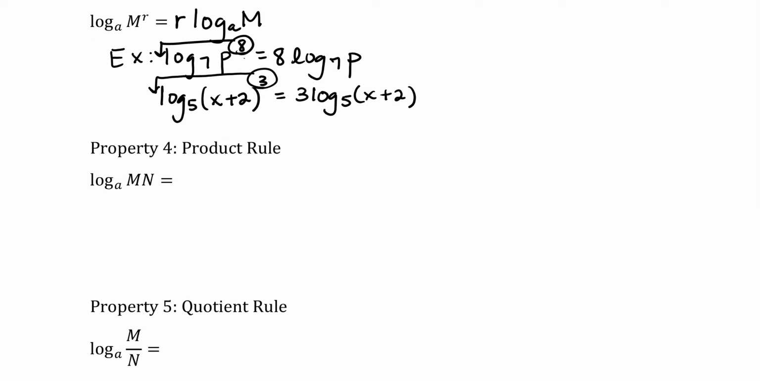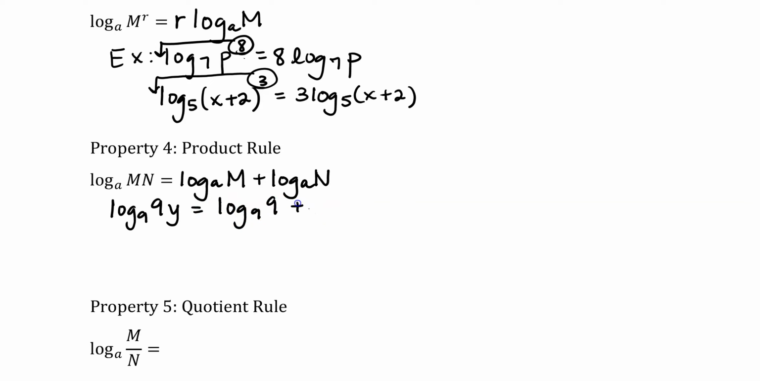Our fourth property is the product rule, which tells us that if we have a product on the inside of the logarithm, that we can separate it into the sum of 2 separate logarithms, where each log has one of those factors. So log base a of m multiplied by n is log base a of m added with log base a of n. An example of that, let's say that we have log base 9 of 9y. 9y is a product that's on the inside of that logarithm, so I can separate it into the sum of 2 separate logarithms, log base 9 of 9 plus log base 9 of y.